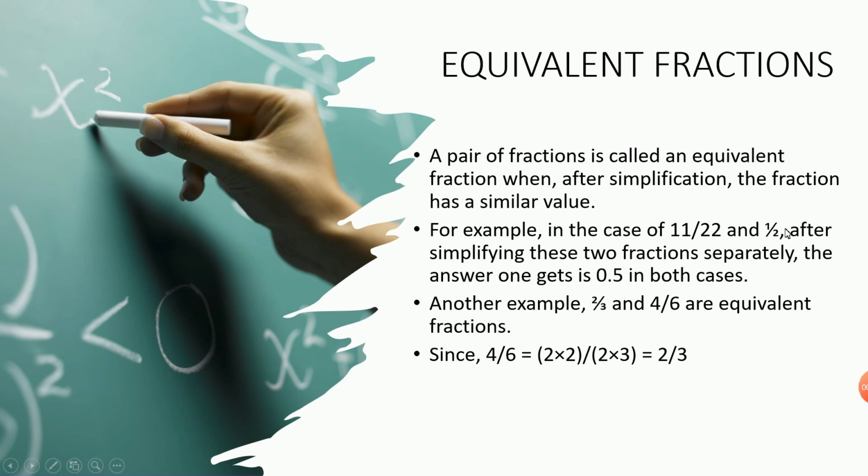Here we have 11 by 22 and 1 by 2. If we solve this, it also converts to 1 by 2. In the whole form, both will get 0.5 as the answer. This is known as equivalent fractions.